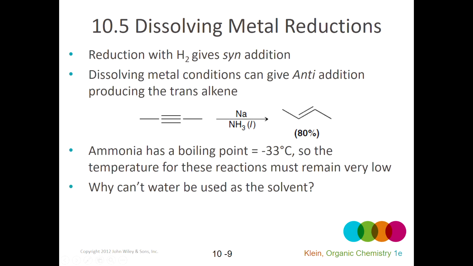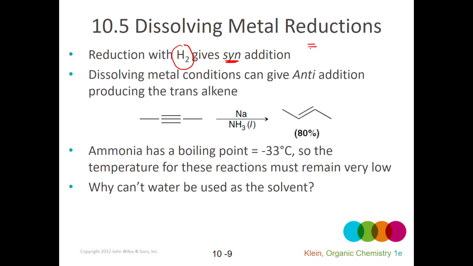If I do want the trans alkene, I need a different set of reaction conditions. So I'm not using hydrogen gas here. The H2, on the surface of the metal, the two hydrogens always add to the same side of a pi bond.